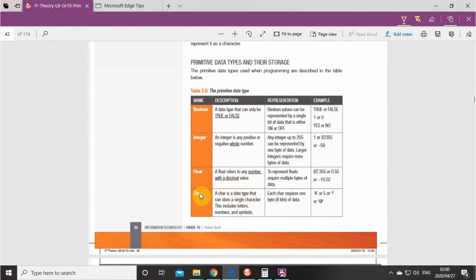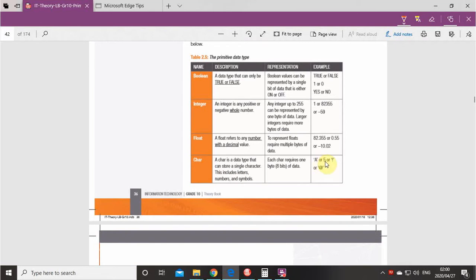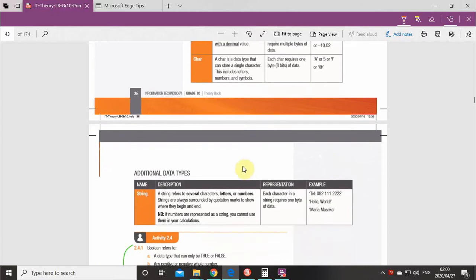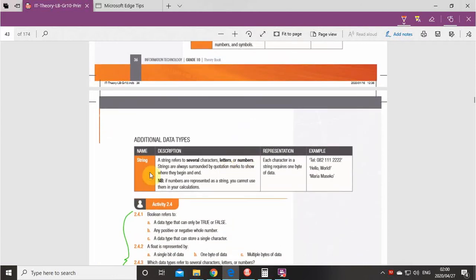Okay, next up we've got char. A char is a data type that can store a single character. This includes letters, numbers, and symbols. As you can see, a or 5 or exclamation mark or at or small letter a, etc. And then the last one we have is a string. A string refers to several characters, letters, or numbers. They are surrounded by quotation marks to show where they begin and end, and it can basically contain all of the above. For example, it can have a telephone number 08111, whatever. It can contain hello world, it can contain a name, Maria Maseko, etc.